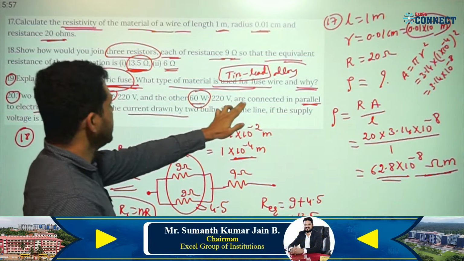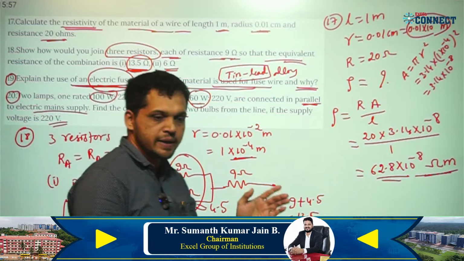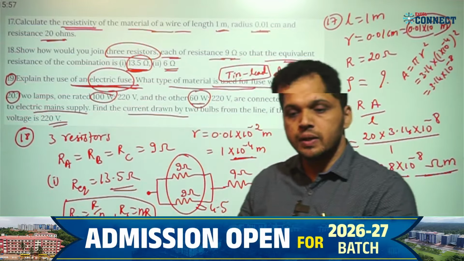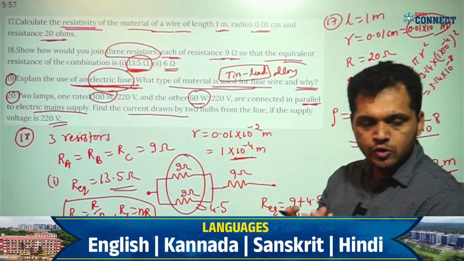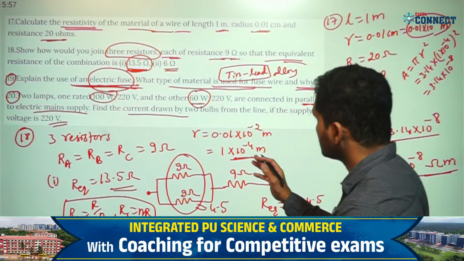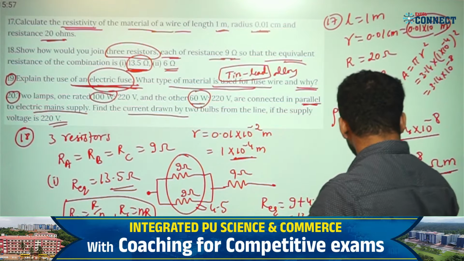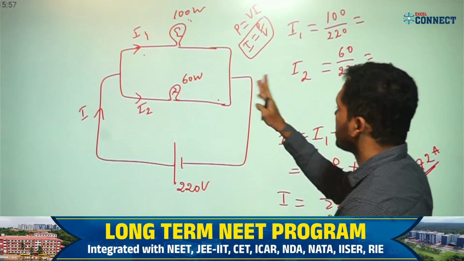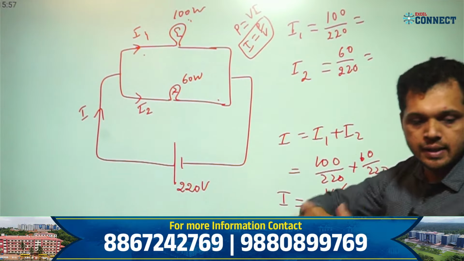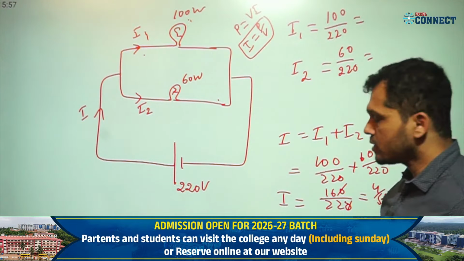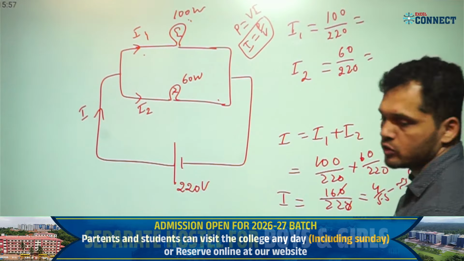Two bulbs connected in parallel. First you read the question once or twice. You understand what is given in that question. Once you understand, then substitute or draw a proper circuit diagram. Then what we have to find, and how to find, that we have to analyze. That is the way of solving these kinds of questions.